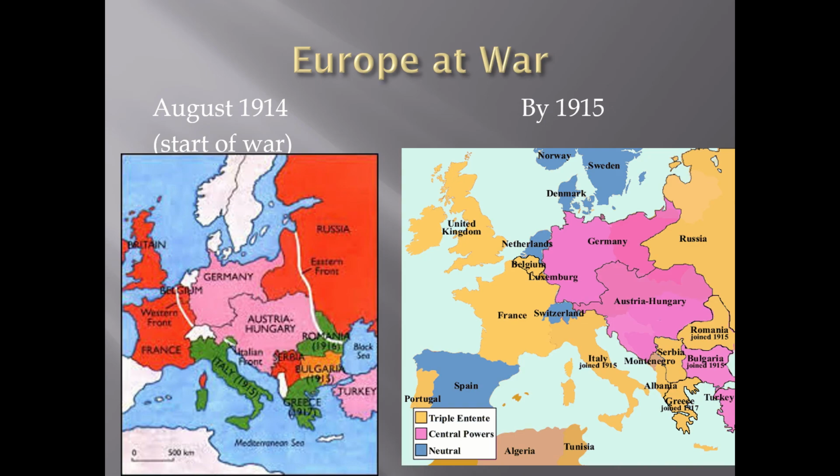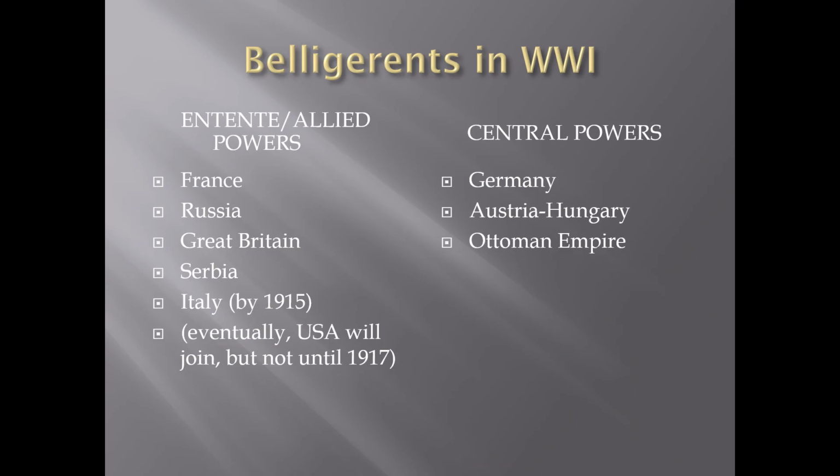All right, so Europe at war. In August of 1914, when the war starts, this is what Europe looks like. By 1915, this is where we are. We've got the Triple Entente, the Allied powers in tan, and we've got the Central powers in pink, and then all the blue countries are neutral, right? So the belligerents in World War I, a belligerent is a group or a person that is fighting in a conflict. So we've got the Entente or Allied powers, same thing.